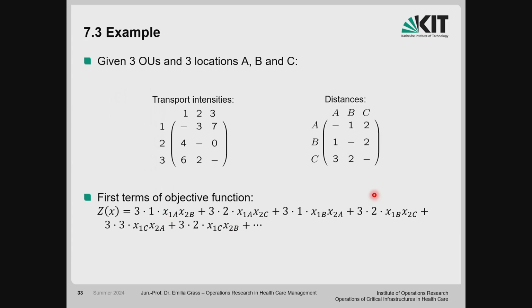So I think it's 3 times, because you have 3 units, 3 distances, 3 times 3 times 3, 27 times 3, yeah, so 81 terms here. Okay, but of course you don't need these diagonal ones, so you can subtract them from your long objective function. Okay, so this is why you end up with 36 terms.